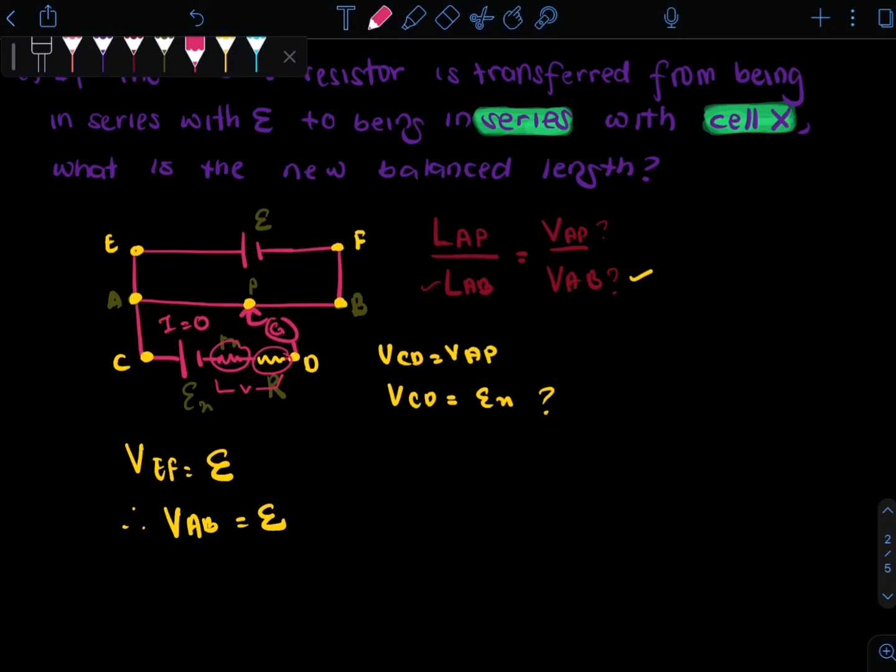Oleh sebab tak ada voltage drop across sini, so whatever energy that you have from the supply akan sampai ke CD ini. So your VCD is still equals to your EMF X, maka VAP sama dengan EMF X ini. Therefore, you can now substitute all the value that you know. LAP over 100 cm sama dengan VAP adalah 1.5 and then divide by VAB adalah 2. So tekan-tekan calculator, you end up with 75 cm.